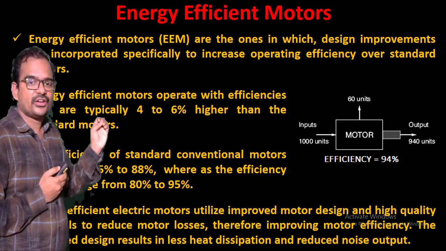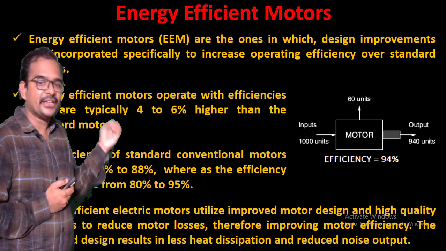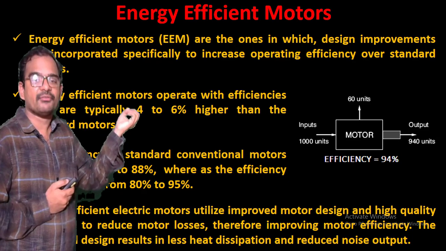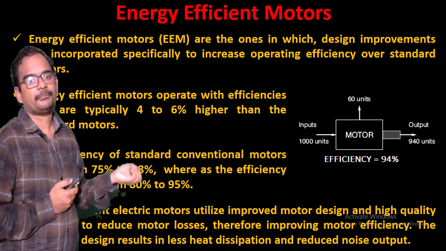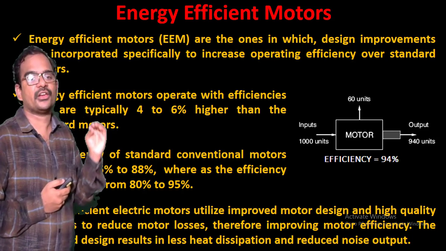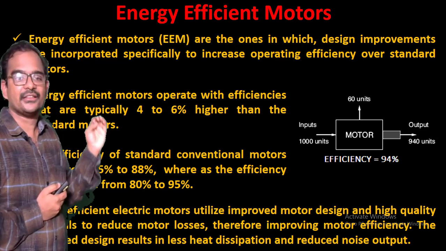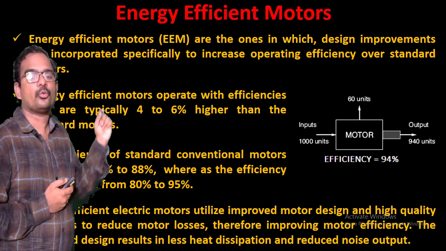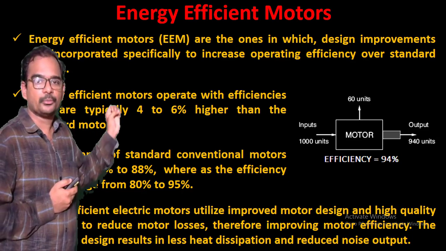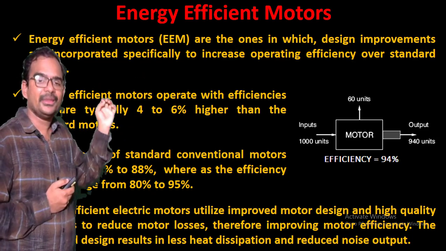So the energy efficient electric motors utilize improved motor design and high quality materials to reduce the motor losses, thereby improving the motor efficiency. You can clearly observe it here. So we need to do two things. One is we need to improve the design specifications of a standard motor, as well as we need to use high quality material inside the motor. When you do these two things, the motor losses will be reduced. So whenever the losses are reduced for a given input, then the output will be improved, and thereby the efficiency will be improved.